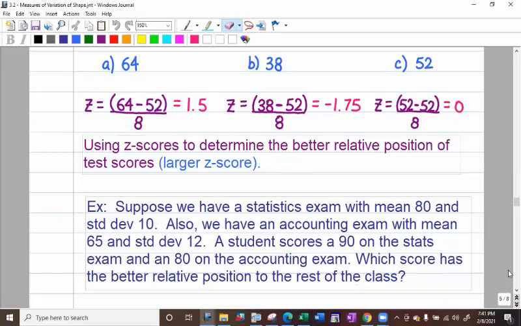Now, this one, I've been known to put this kind of problem on an exam, so we'll pay attention to this one.